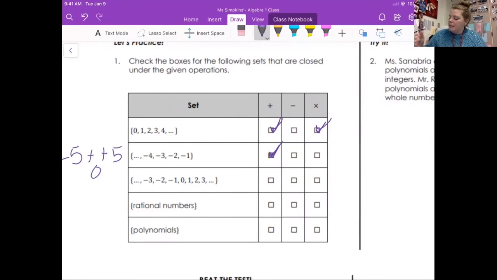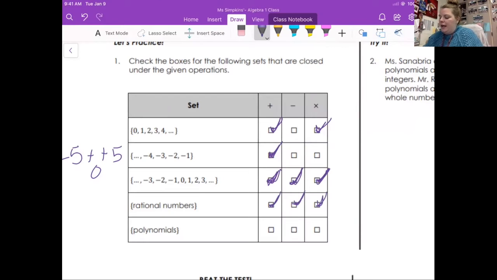The next one is integers. We already said that it's closed under addition. Integers are also closed under subtraction and multiplication. Sorry, I mixed those up. Rational numbers are like decimals, fractions, positives, negatives, all the above, and are closed under everything.